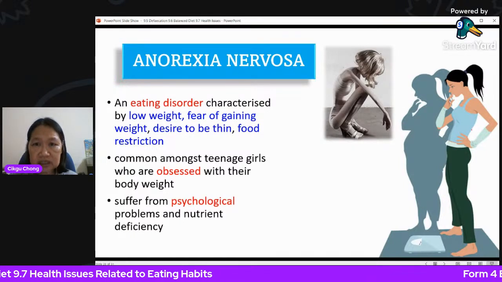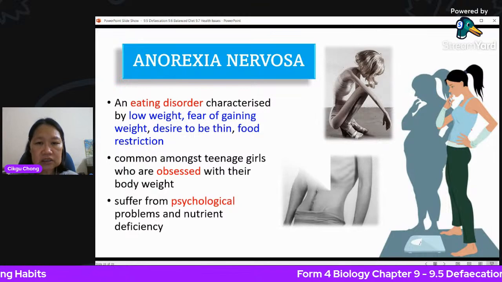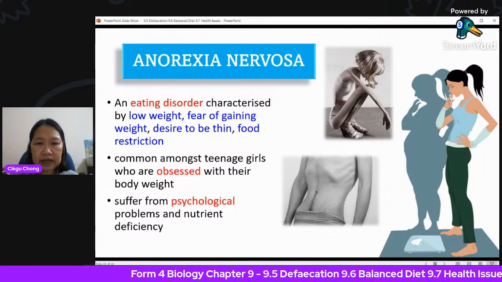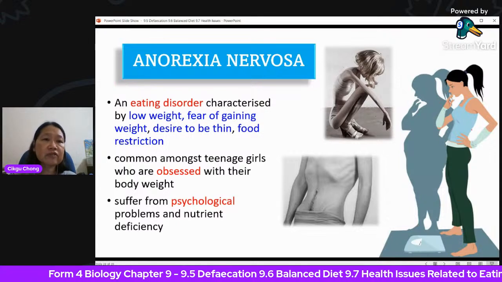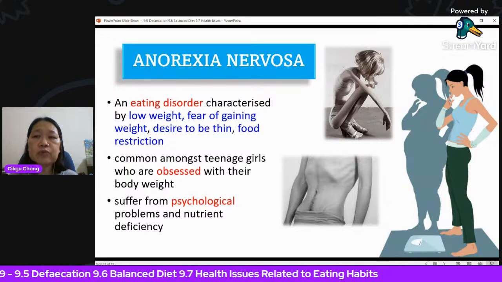It's actually a person who looks like skin and bones only. And this one is a man, not a woman. You can see that even men can suffer from anorexia nervosa. Of course, there are fewer cases; it's usually women. Women are more concerned.